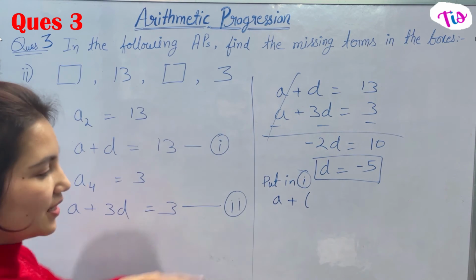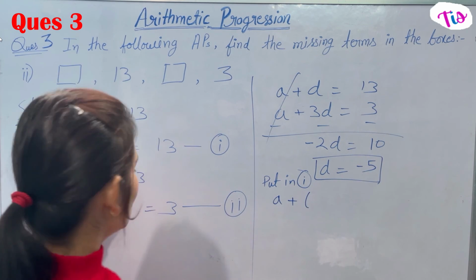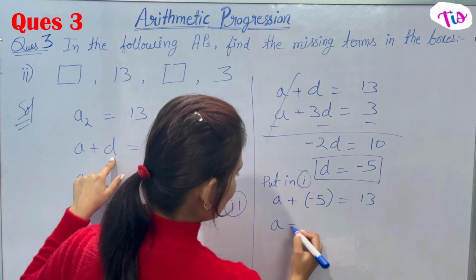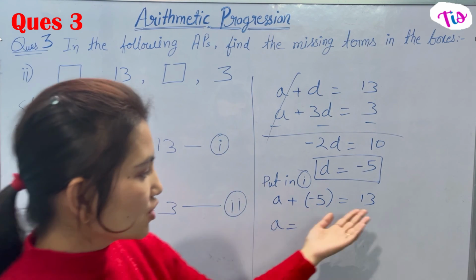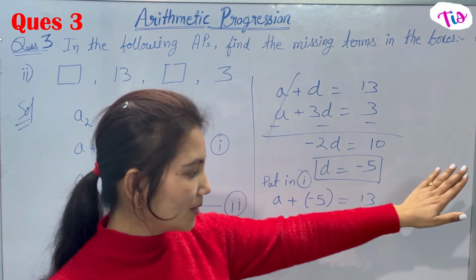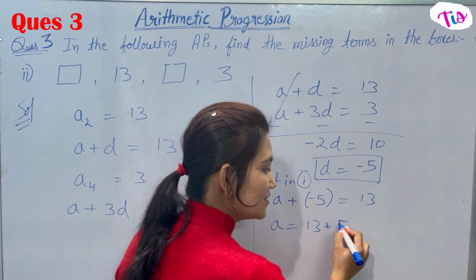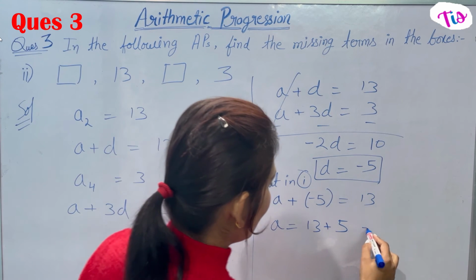So what I'm doing, I'm putting this value of d in equation number 1. So a plus d, d here is minus 5, is equal to 13. Let's solve it for the value of a. 13 minus 5 will go to that side and become plus 5, and 13 plus 5 is 18. So a is 18.